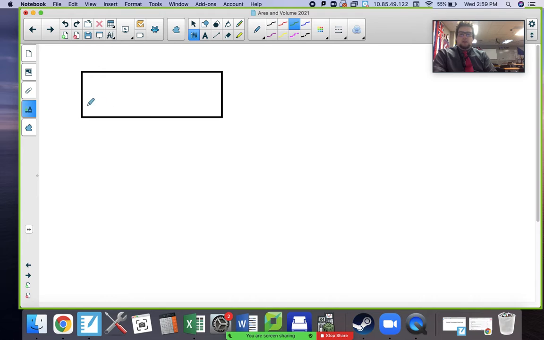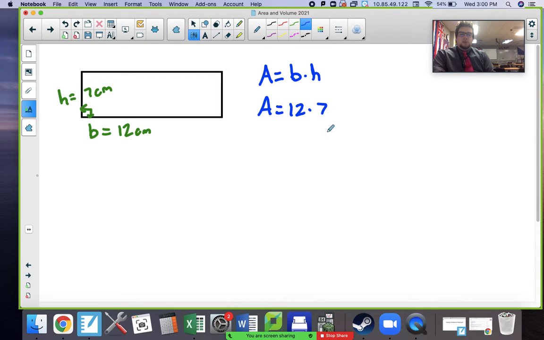Here I have a rectangle, 90-degree angle right there. So that's connecting our base and our height. So here's base on this end, height on this end. Let's say the base is 12 centimeters, height is 7 centimeters. So we're going to record our formula, base times height. We're going to plug in the numbers we're going to use.